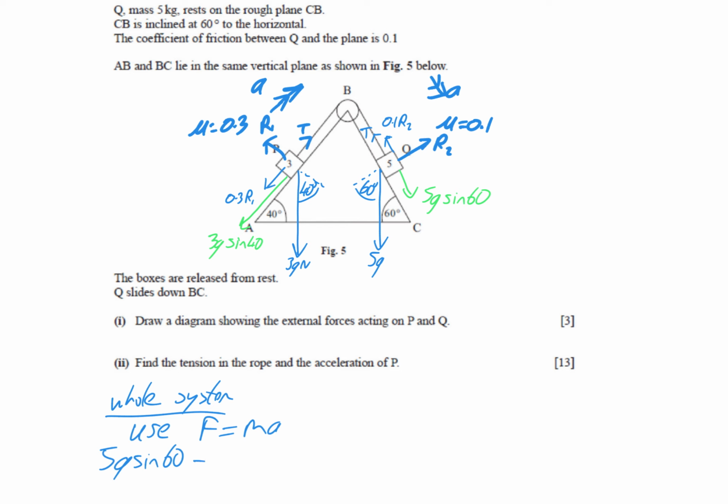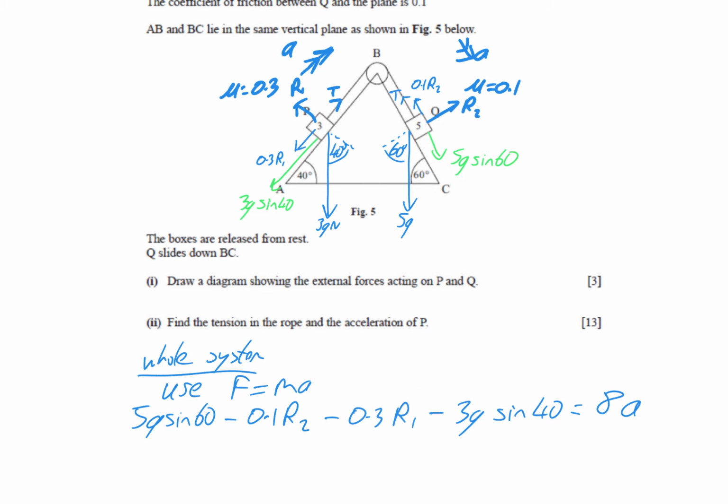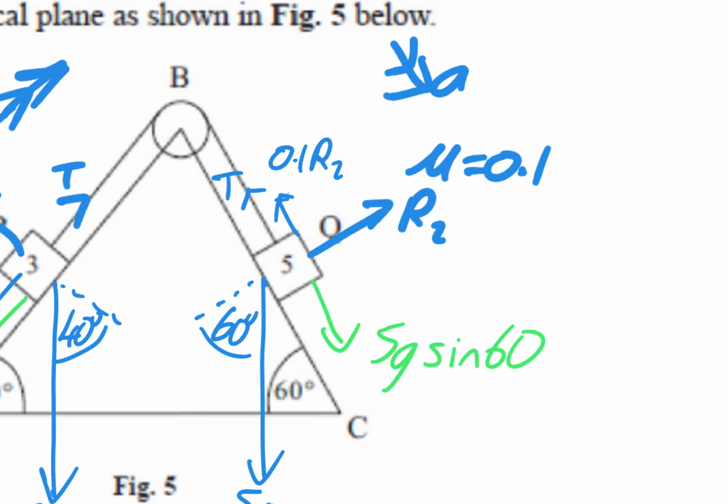Going against that was 0.1 R2, so that's going to be 0.1 times R2, and then minus, I've also got a 0.3 R1, and then also I've got that 3g sine 40, and that equals my total mass, which is just 3 plus 5, so it's 8, times my acceleration. So you can see everything here, well, you'll see in a wee second. I can get my R2 very easily.